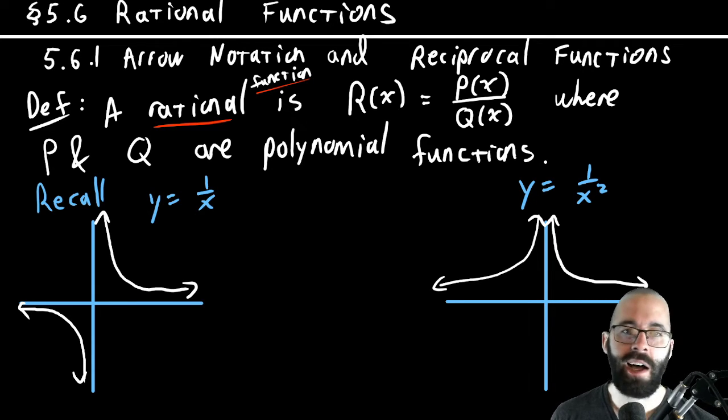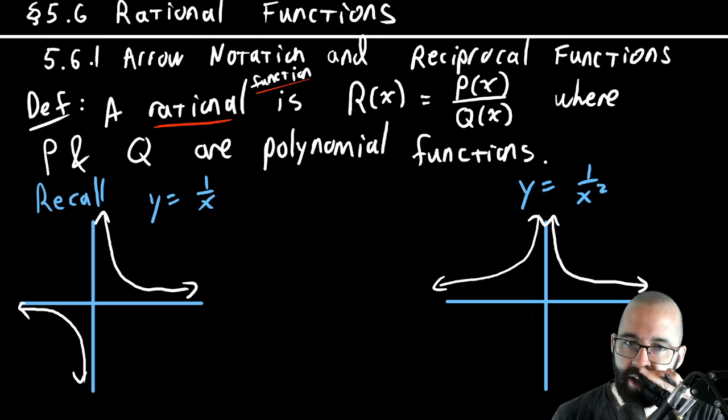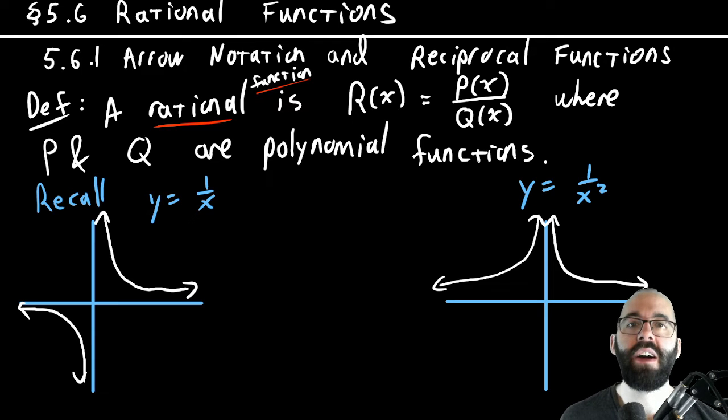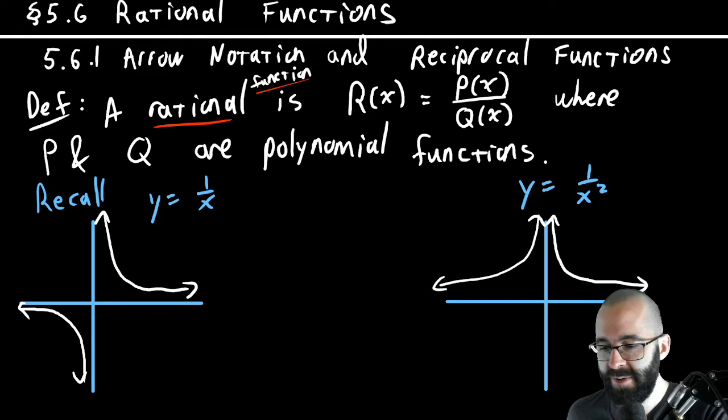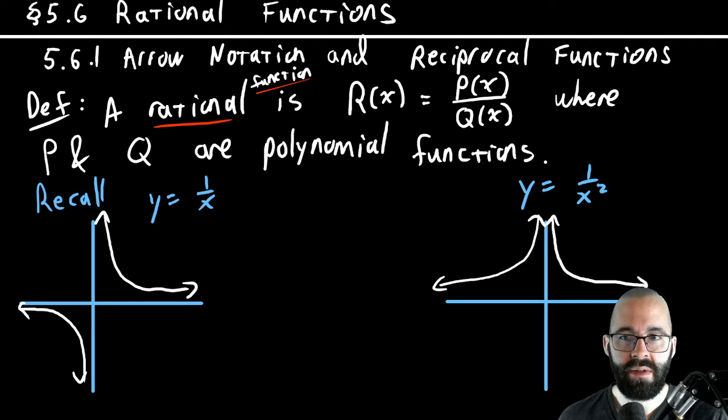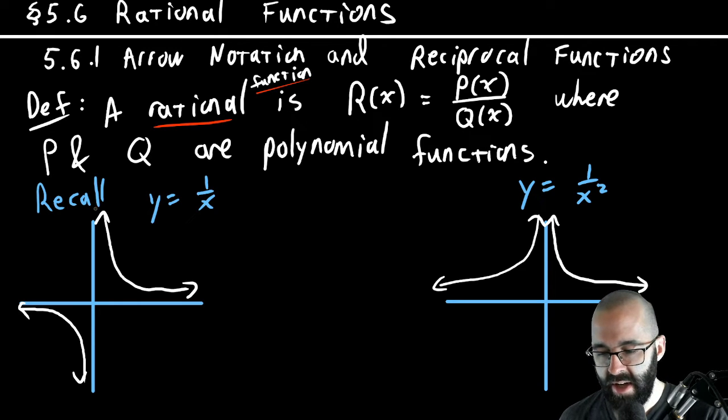And we could talk about a lot of things here. We could talk about domain. Where are these defined? What are the x values that we can plug in? Everything except 0. We could talk about the range. They have different ranges. They have different y values. We could talk about asymptotes. And indeed, we are going to talk about asymptotes in the next video. Both of these have asymptotes at x equals 0 and y equals 0. X equals 0 is this line. Y equals 0 is this line.